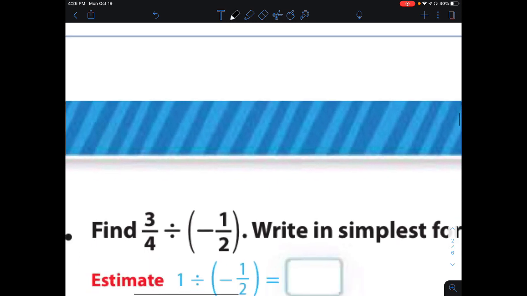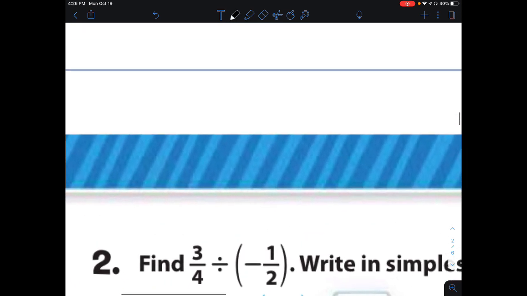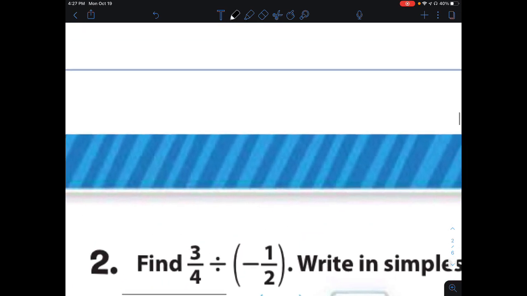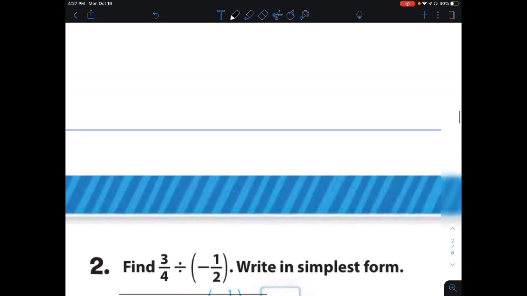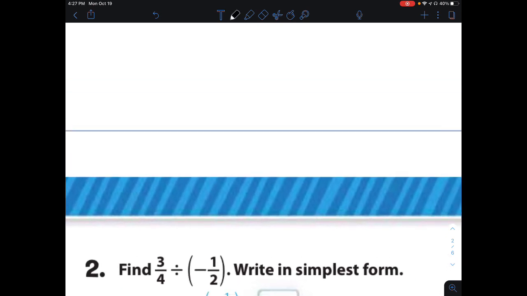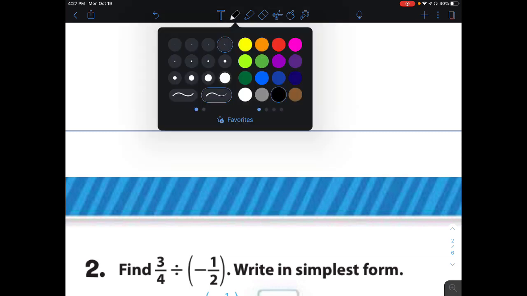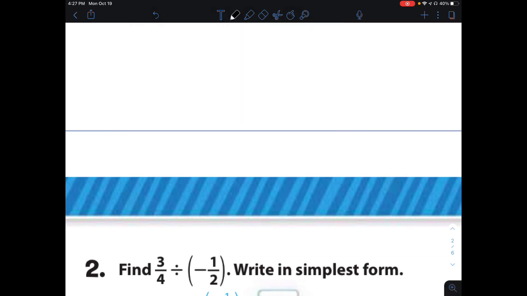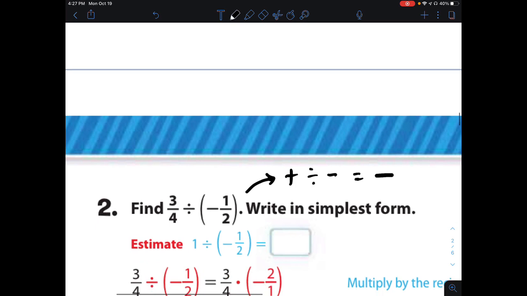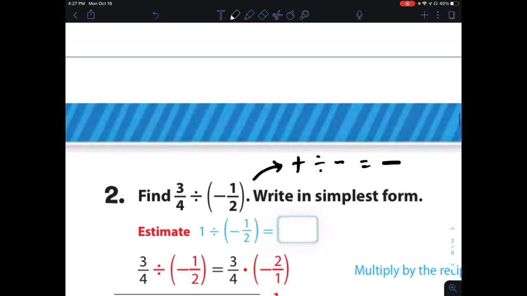Let's take a look at example number 2. Here we have 3/4 divided by -1/2, and we want to write it in simplest form. First and foremost, look at the problem. When you have a positive divided by a negative, you know right away that the quotient will be negative. So you know that our answer will be negative. So we have negative 3/4 divided by -1/2.